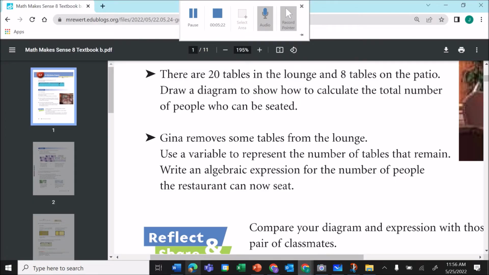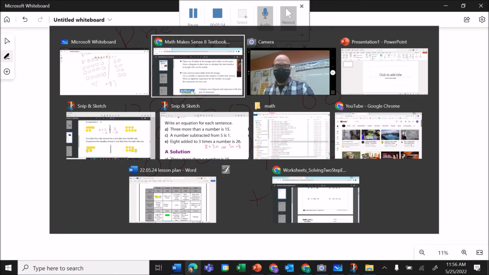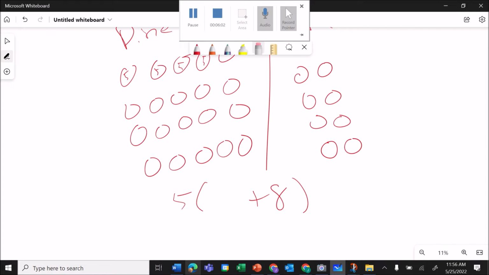But now it says Gina removes some tables from the lounge. Some, but it doesn't say how many. So we now have an unknown. We have an unknown how many tables are in the dining room or the lounge, right? We know how many are on the patio. So before we had 5 times the dining room or the lounge and the patio. But now we no longer know the patio. And it says, write an algebraic expression for the number of people the restaurant can now seat. Can you complete it?